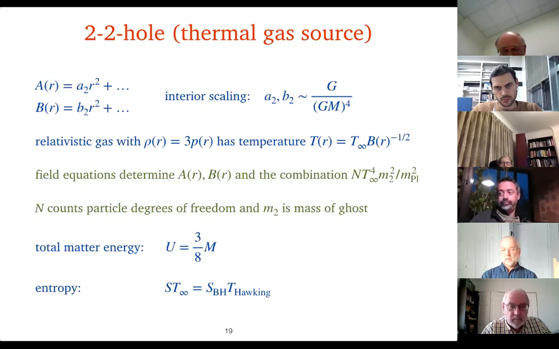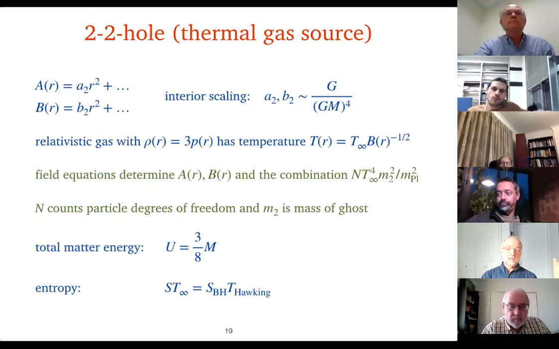So the field equations are, as Kelly was mentioning, cumbersome to deal with. And I guess they form kind of a moat around this whole subject. But anyway, they do finally determine the metric functions, and in this case, a particular combination of parameters. So M2 is the ghost mass, and N counts the particle degrees of freedom of nature. There's a couple of exact results. The total energy is 3 over 8 times M, and the entropy times the T infinity is the same as for the same mass black hole.